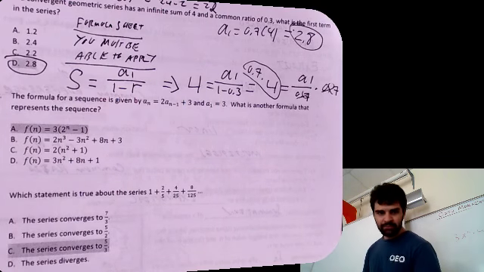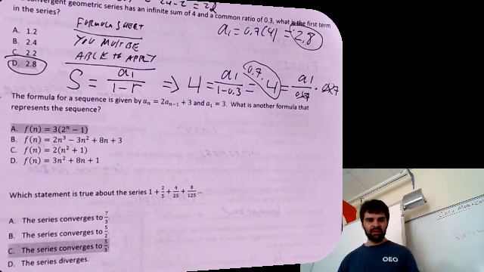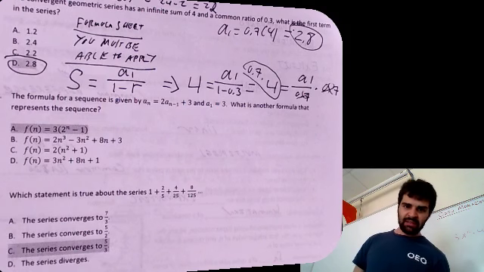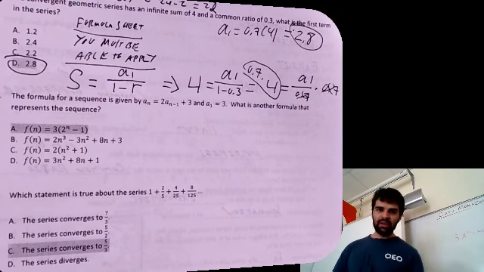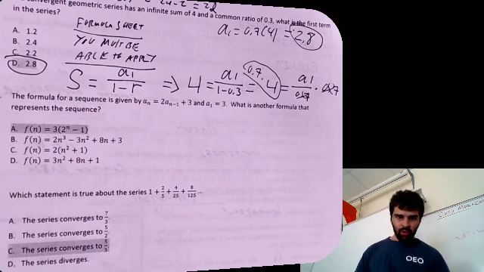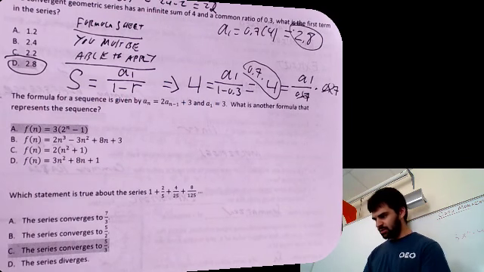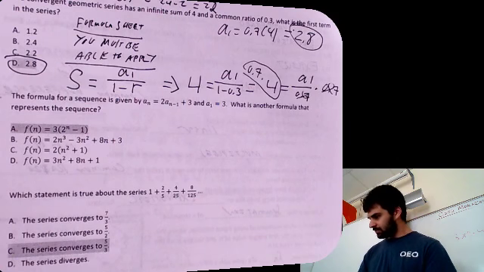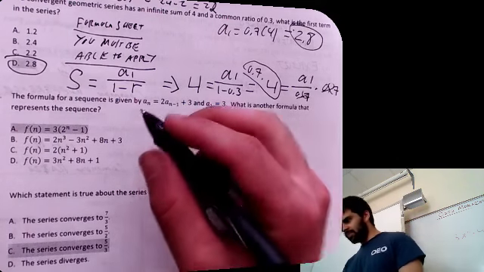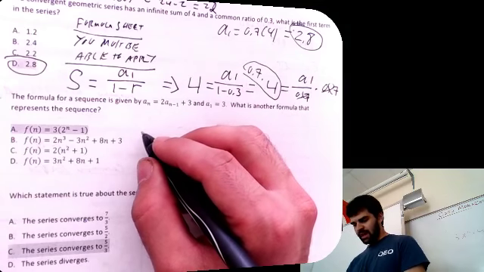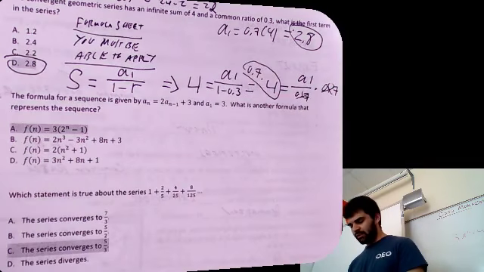So let's go. The formula for a sequence is given by a_n is equal to 2 times a_(n-1) plus 3, while a_1 equals 3. What is another formula that represents the sequence? I've actually done the video solution for a problem very similar to this in the review packet, but let's do it very quickly anyway.